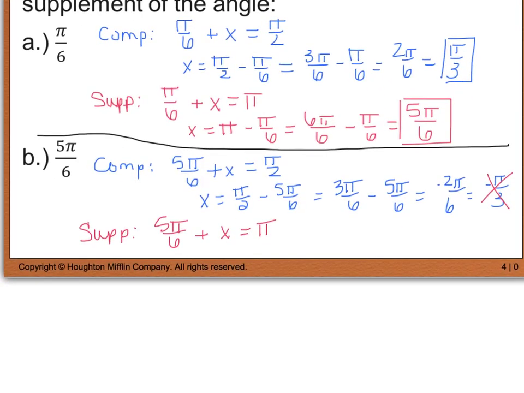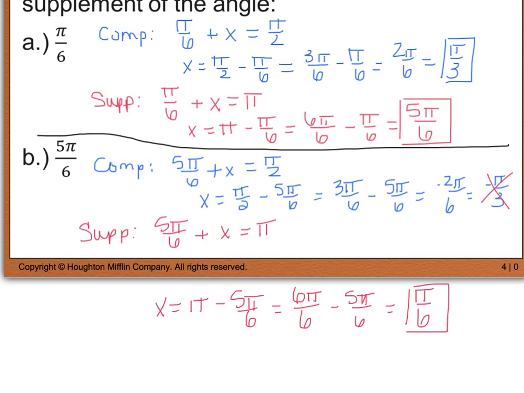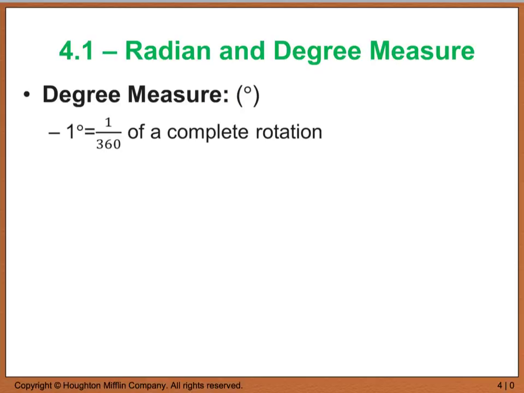Well, again, we have to get a common denominator. So x is going to equal pi minus 5 pi over 6. My common denominator is going to be 6's, so I have 6 pi over 6 minus 5 pi over 6, which gives me pi over 6. So the supplement is 5 pi over 6 and pi over 6.